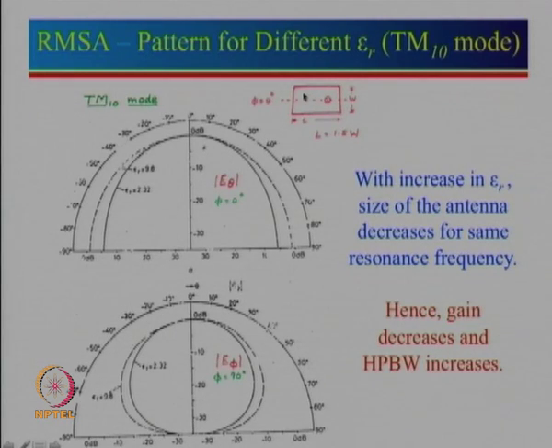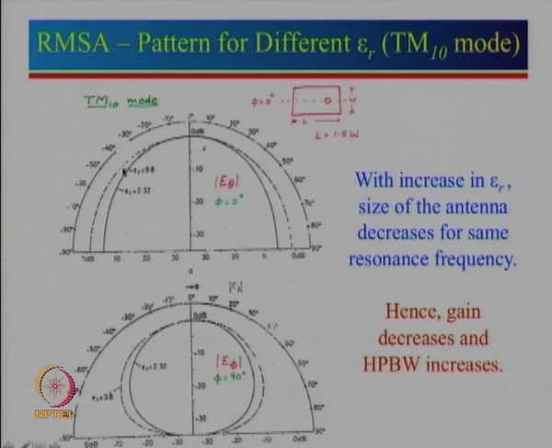So here is a simple patch, with slightly different dimensions. Here the length is actually much larger than W; L is about 1.5 W. But what is shown over here is the radiation pattern for two different values of epsilon r. The two different values are 2.32 and 9.8.